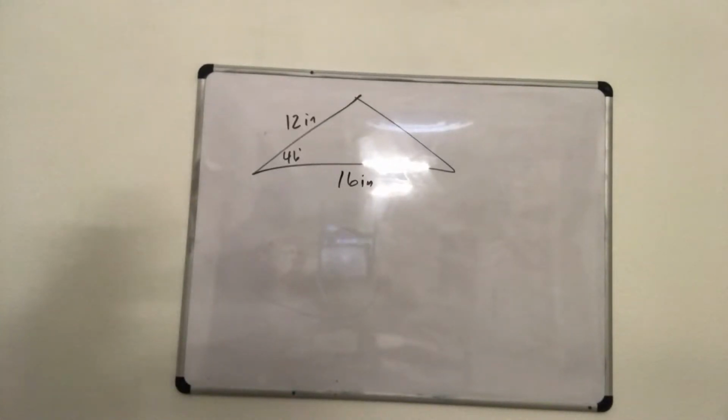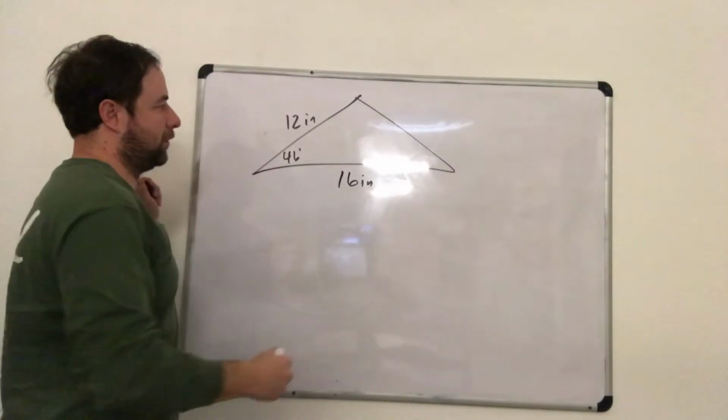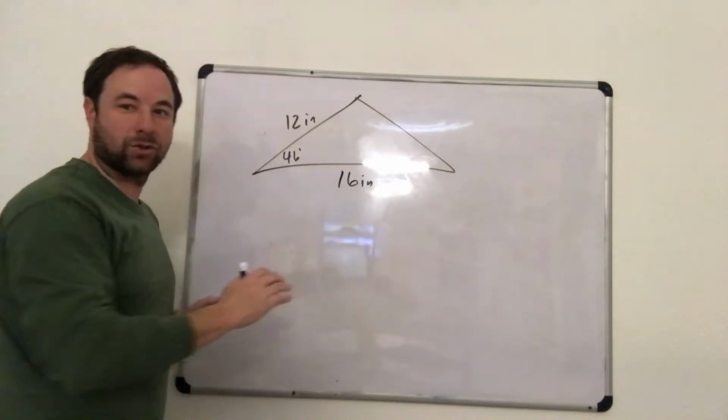In the last lesson, lesson 56, you've got two different geometry type problems. First one is going to be area of a triangle that's not a right triangle.